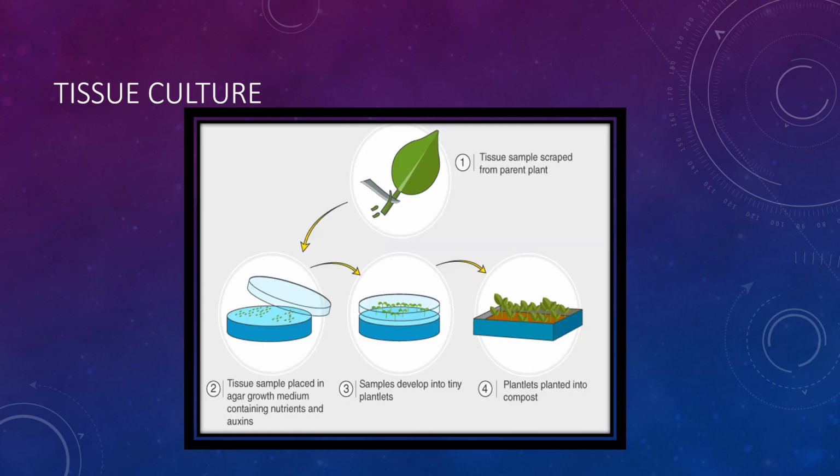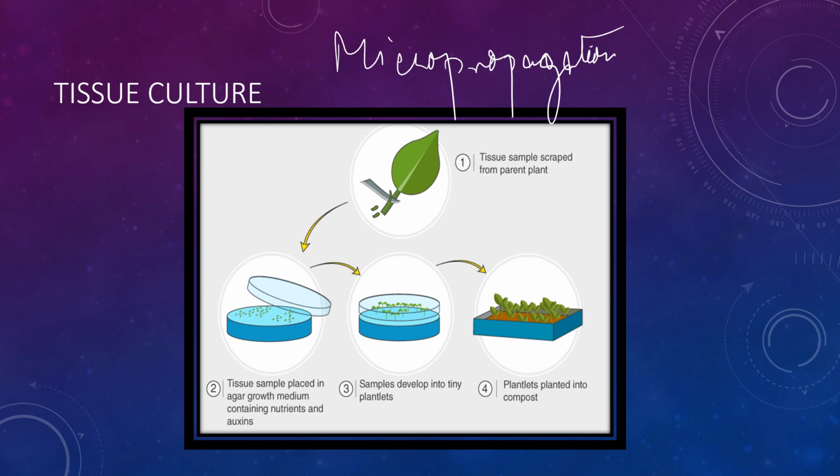Now here comes tissue culture. So what is tissue culture? It is a method where plants are grown artificially in a test tube under several lab conditions. So what is done in this technique? This technique is actually called micro propagation. So this technique has another name, called micro propagation.